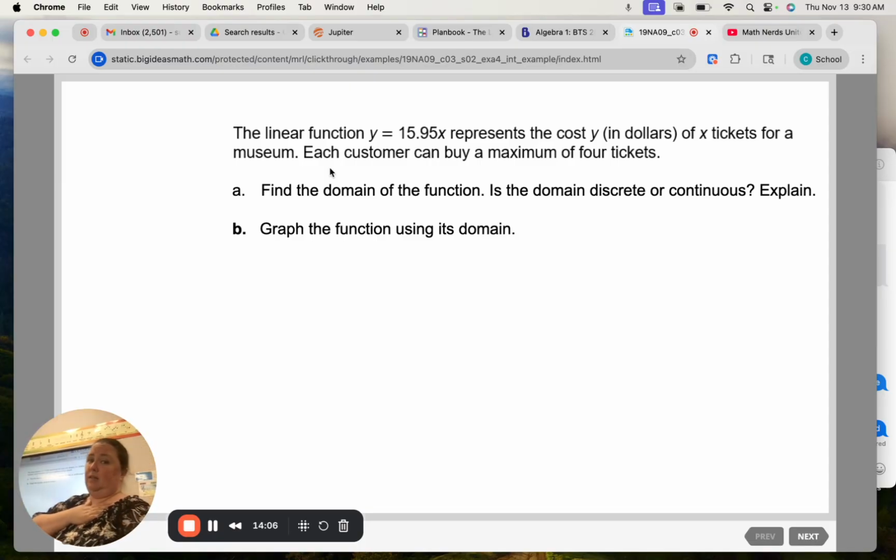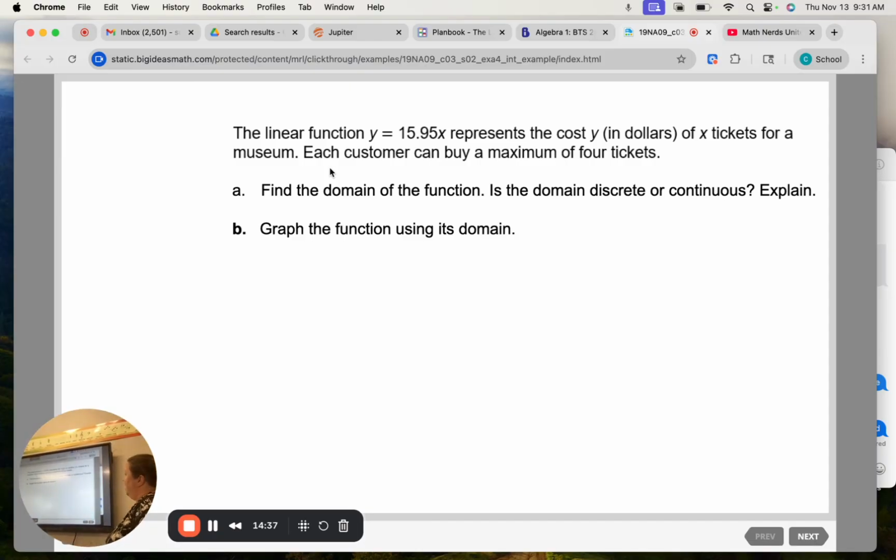So first of all, what are we inputting? What's our input item here? I don't want a number. What is the object? That is the input item. So first of all, is y the input or is x the input? x is our input. So what is x representing? Tickets. So can I have half a ticket to get into a museum? No. So what kind of domain? It's discrete, because you can't have half a ticket. So you already know that for A.